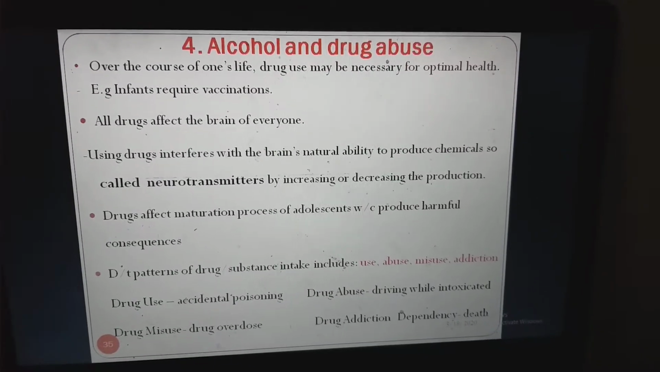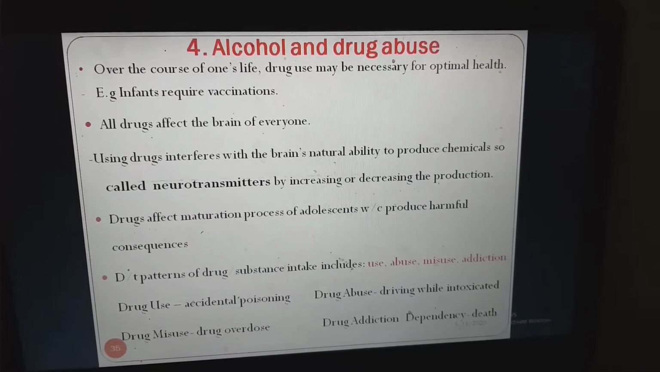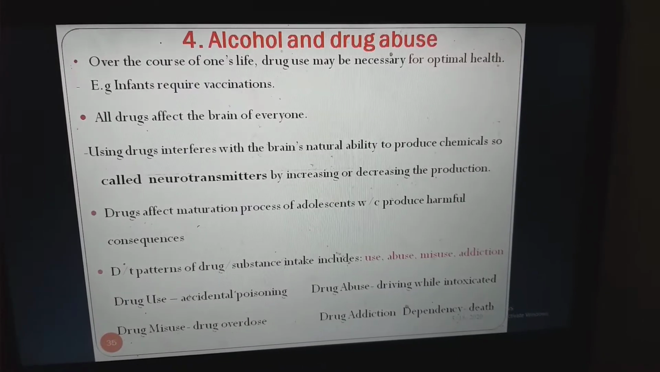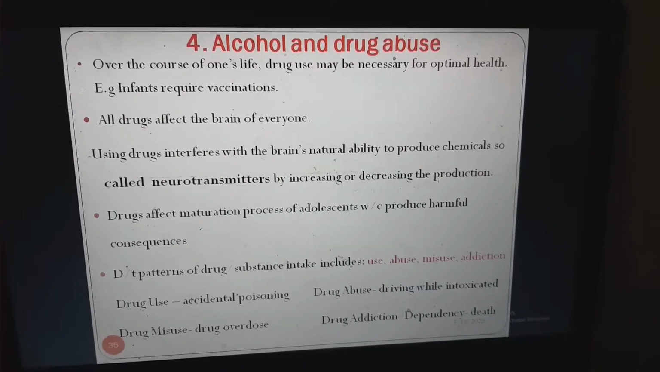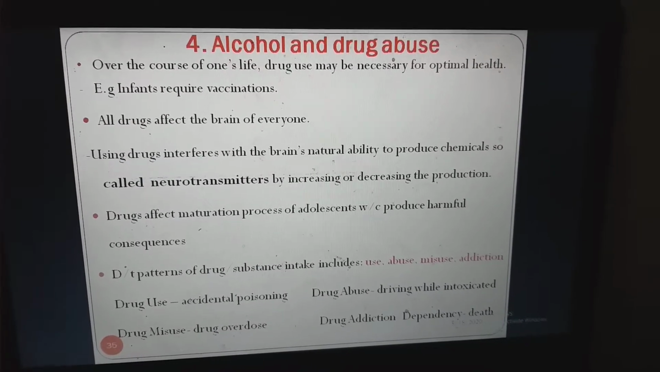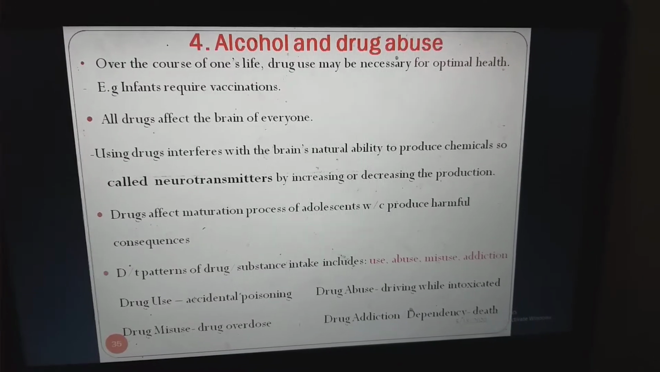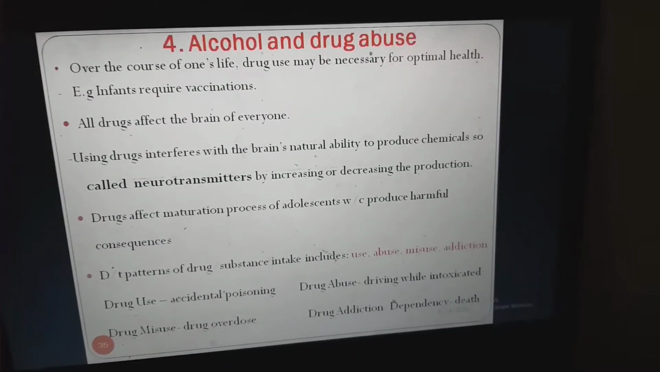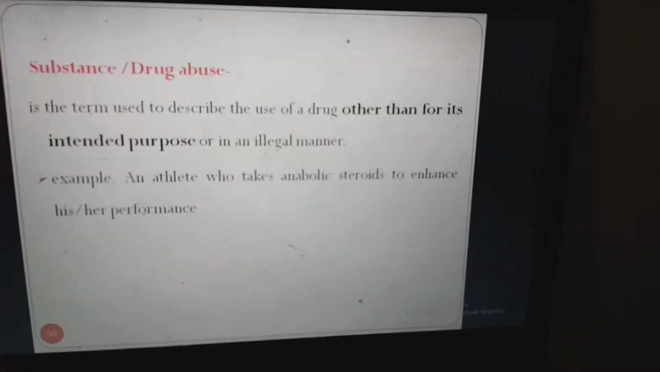Different patterns of drug or substance intake include use, abuse, misuse, and addiction. Drug use, for example accidental poisoning. Drug abuse, like driving while intoxicated. Drug misuse, drug overdose, maybe using above the dose. Drug addiction means dependency. Good.